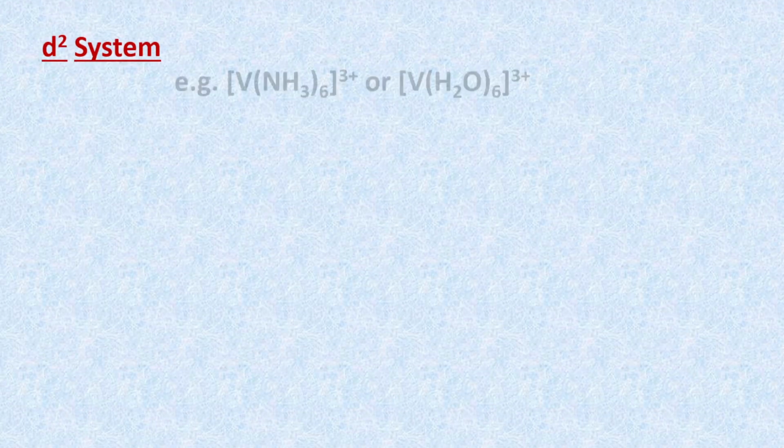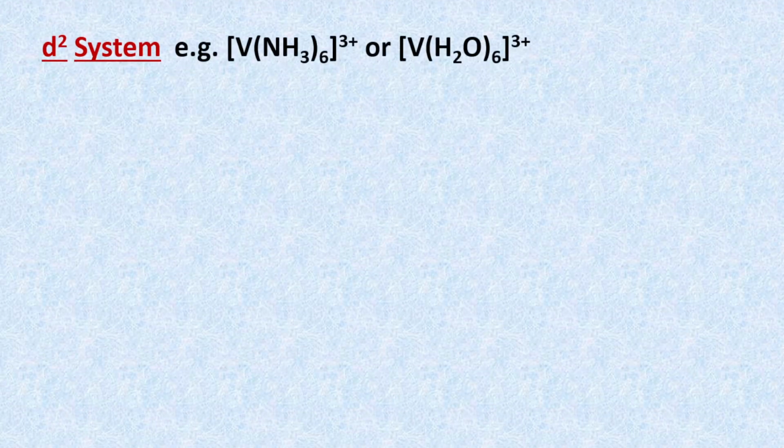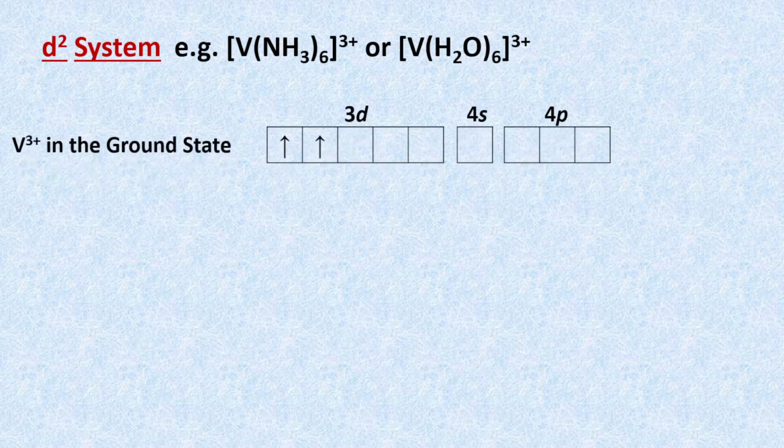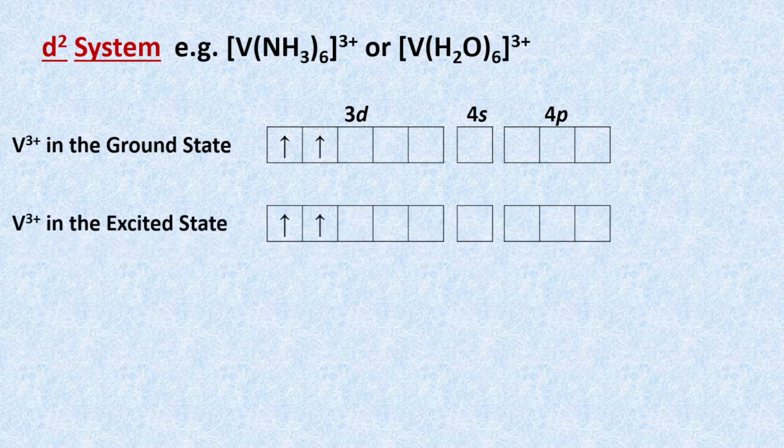d2 system example: hexaamminevanadium(III) and hexaaquavanadium(III). The atomic number of vanadium is 23 and its oxidation state in this complex is +3. So the valence electronic configuration is 3d2 4s0 4p0. It already has two vacant 3d orbitals, so its excited state remains the same as the ground state.